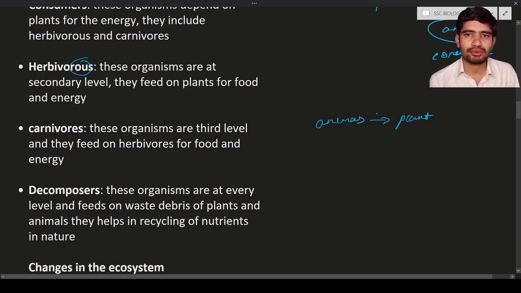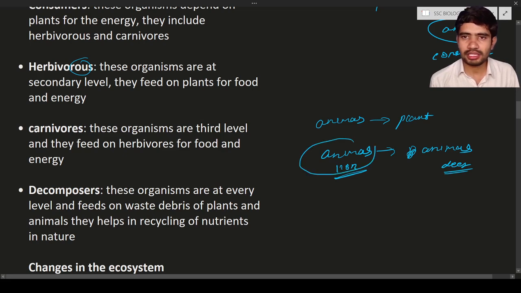So next the carnivores. Carnivores means animals that depend upon other animals. For example, lion. Lion is a carnivore. It is going to eat other organisms like deer. It is going to eat the deers. It means these animals eat only other animals. They are known as carnivores.